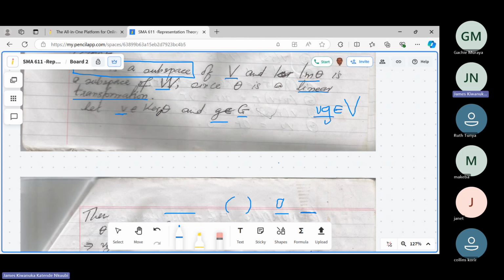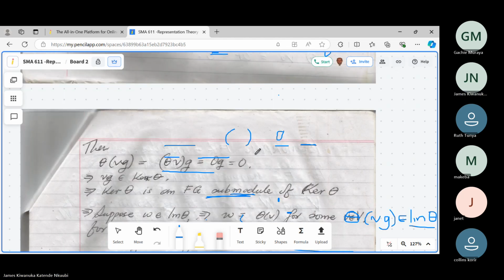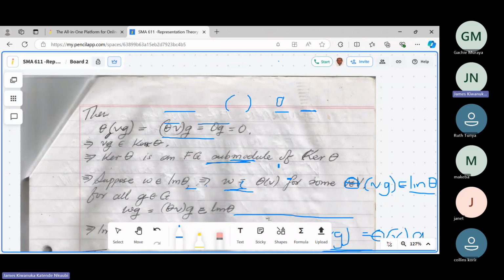We're saying if V is in the kernel and G is an element of the group, then you can check if this multiplication will be preserved. Since it's an FG homomorphism, this will be true. Theta of V acting on G will be the same as 0 acting on G, and that's just still a 0 vector, right? This is a 0 because the image in the kernel must always be 0. 0G gives you 0.